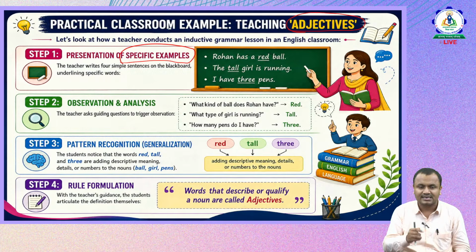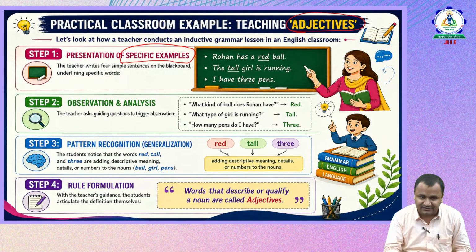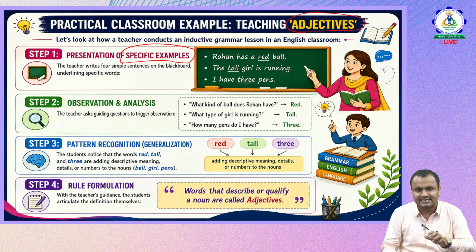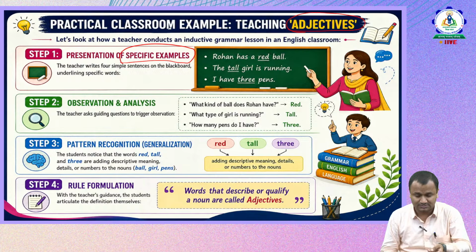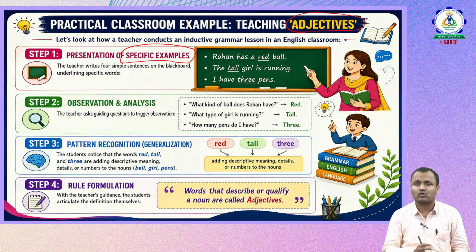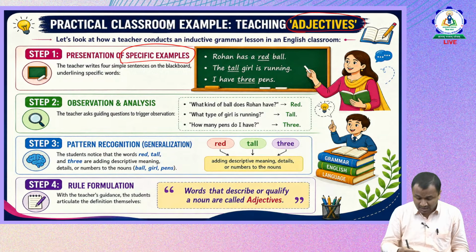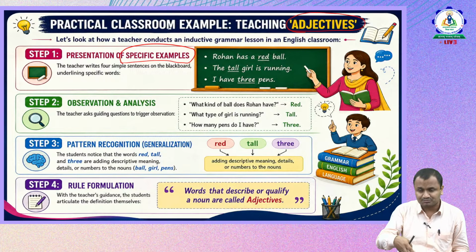That hidden pattern is that it is describing the noun; it is adding description, telling about number, telling about specific features. Now the moment students say that these words are describing something or adding some quality into the noun, we can conclude with the help of the students that yes, there is a certain group of words which is used as descriptive words, which are used to tell something about qualitative things about the content, about the material.